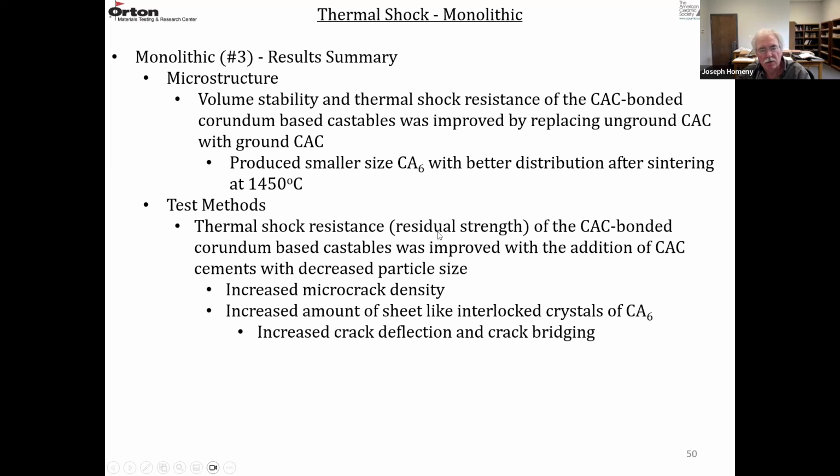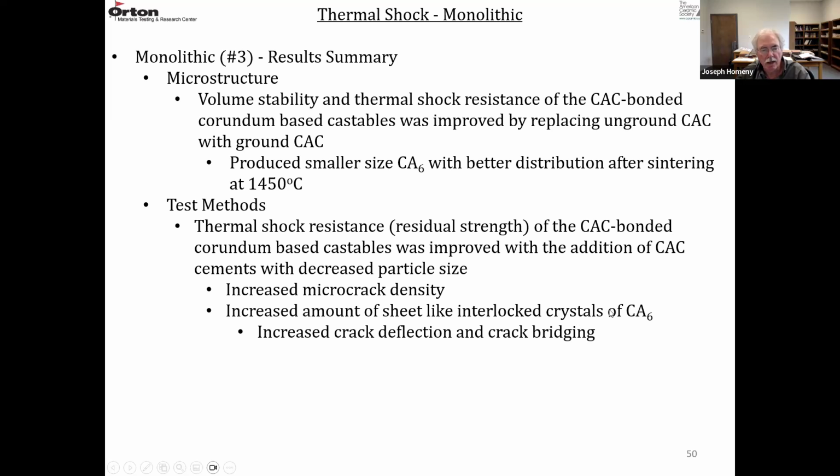The thermal shock resistance based on residual strength of the CAC bonded alumina based castables was improved with the addition of, again, the finer particle size CAC cements. That increased the microcrack density and increased the amount of sheet-like interlocking crystals of CA6. And supposedly they believe that these interlocking crystals increase crack deflection and crack bridging.